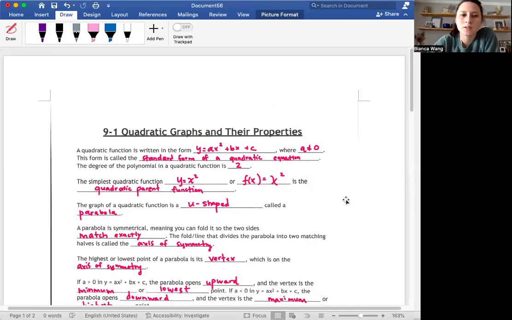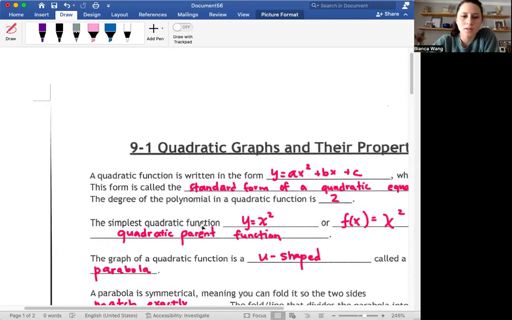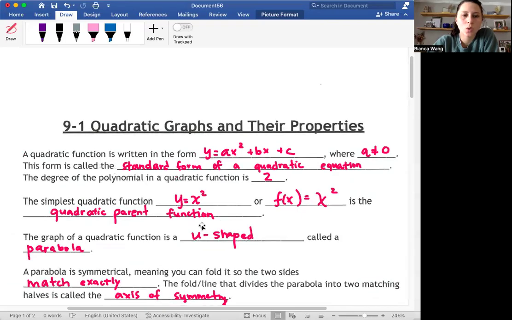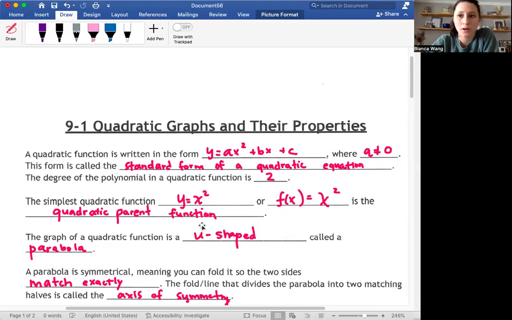Hello, this is the lesson over chapter 9, lesson 1. So in this lesson, we are talking about quadratic formulas and their graphs.